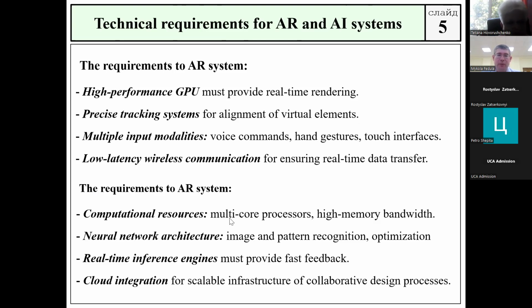And the requirements for the AI system. Computational resources must be powerful multi-core processors with high memory bandwidth. Neural network architectures are for image and pattern recognition and optimization. The real-time inference engine must provide fast feedback, with cloud integration for scalable infrastructure, collaborative design processes, and decision-making.